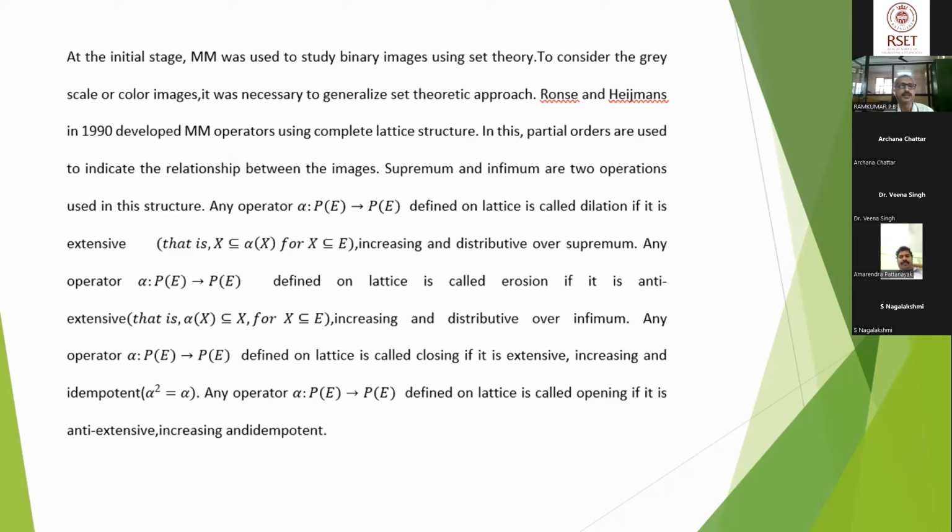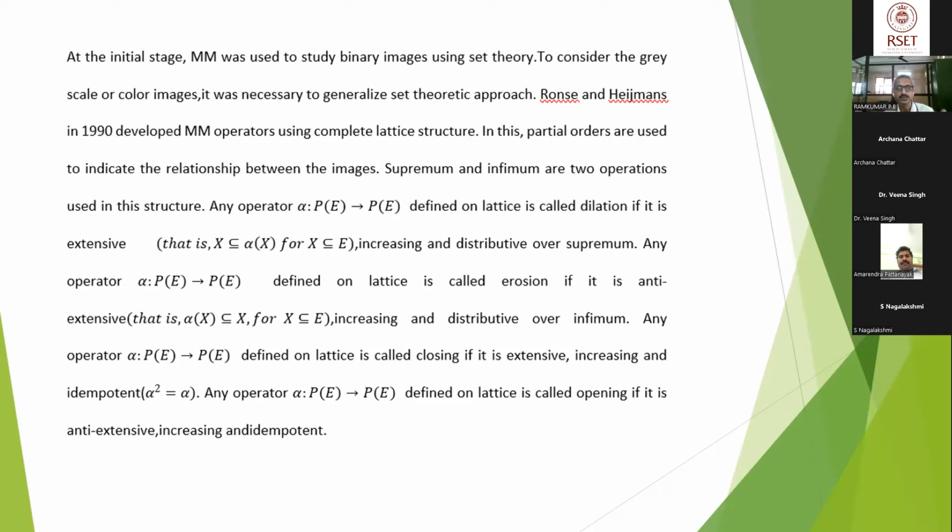Then Ronse in 1990 developed mathematical morphology using complete lattice structure. Using this, any operator alpha from P(E) to P(E) defined on the lattice is called dilation if it is extensive, increasing, and distributive over supremum. In the case of erosion, an operator alpha is anti-extensive, increasing, and distributive over infimum.